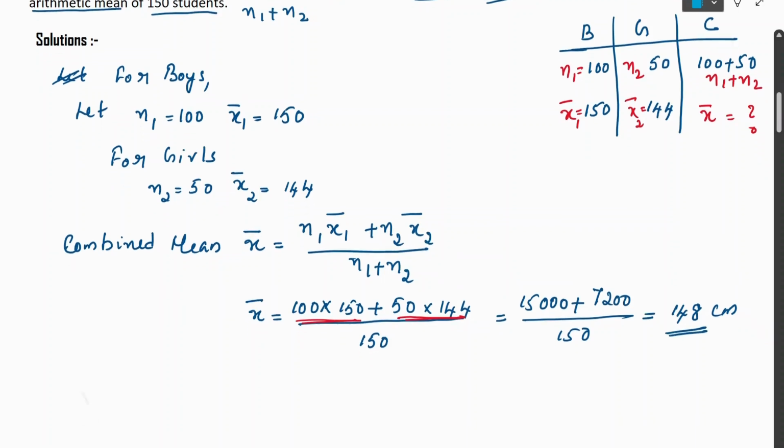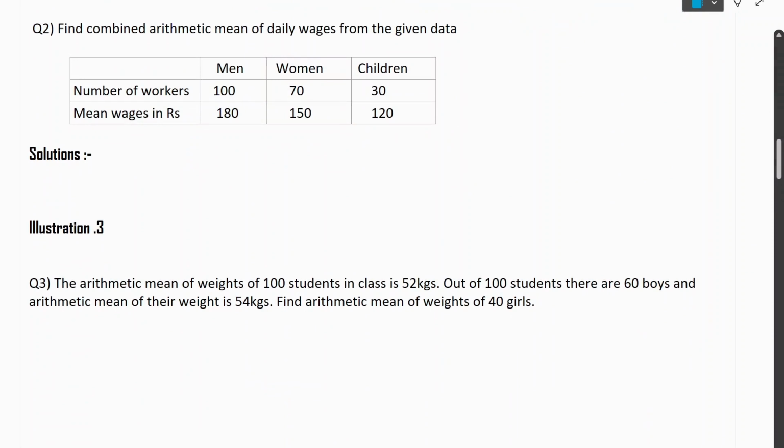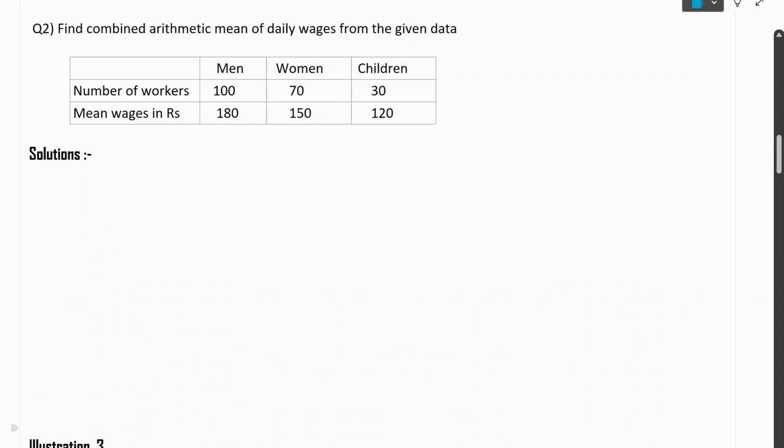Now we'll go to the next question, question number 2. Read the question. Find the combined arithmetic mean of daily wages from the given data. It is given as a table. Now it is very clear: there are 3 groups, men, women and children. The number of workers are 100, 70 and 30, and the mean wages in rupees are 180, 150 and 120.